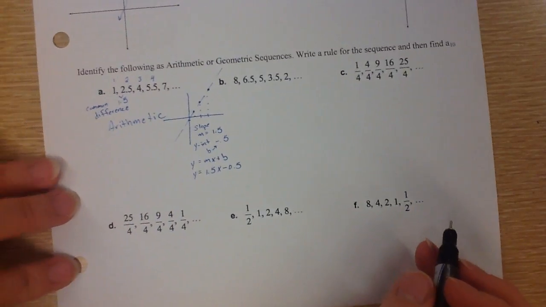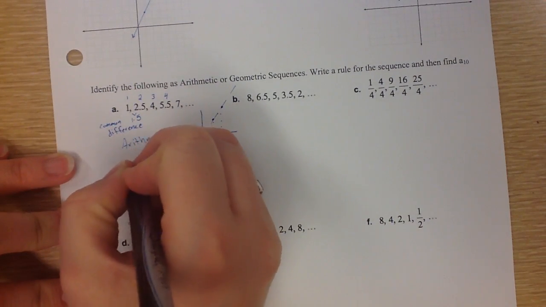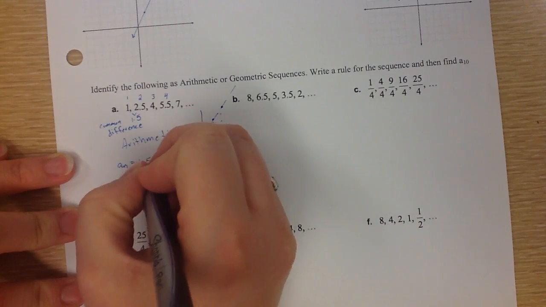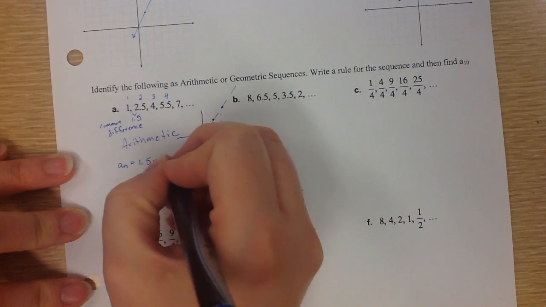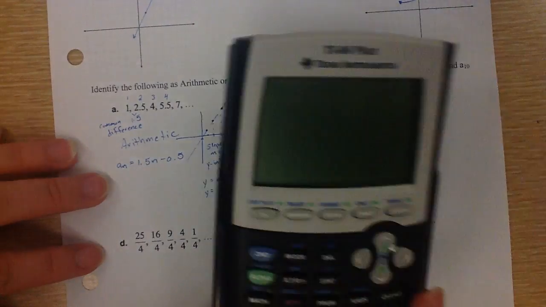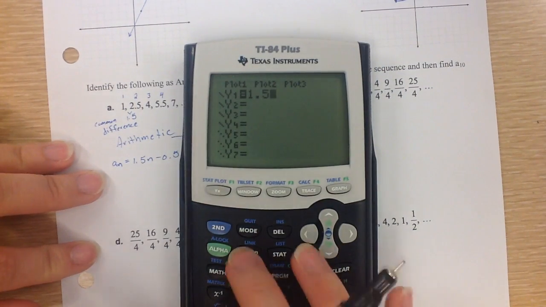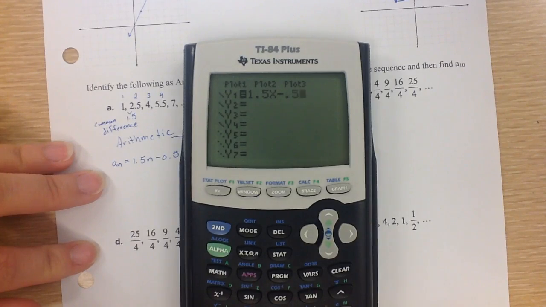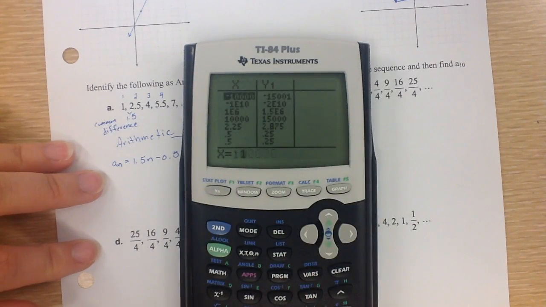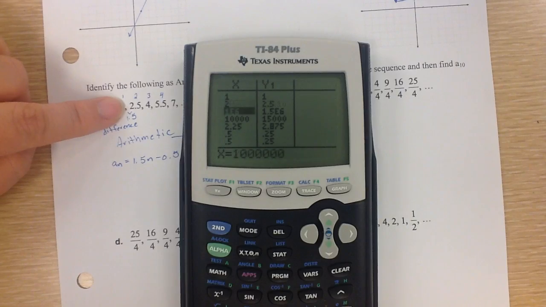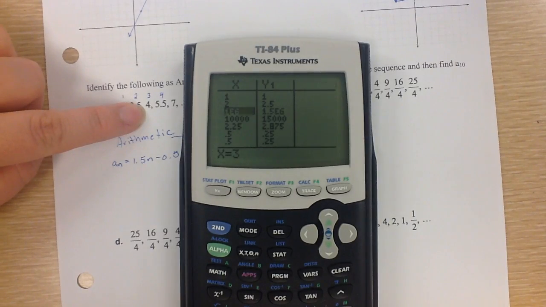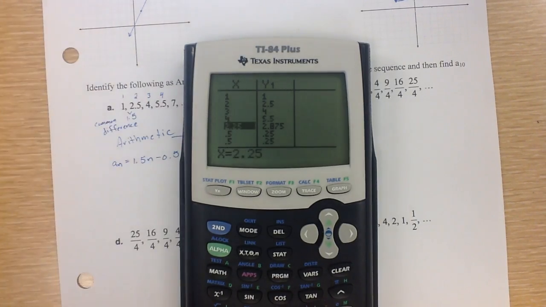But again, we want to write that as a sequence. So a sub n equals 1.5n minus 0.5. Now let's double check it and make sure it works. We can graph it. 1.5x minus 0.5. And now let's try our points. When I put in a 1, we get out 1. When I put in a 2, when I put in a 3, we get out a 4. When I put in a 4, we get out a 5.5.